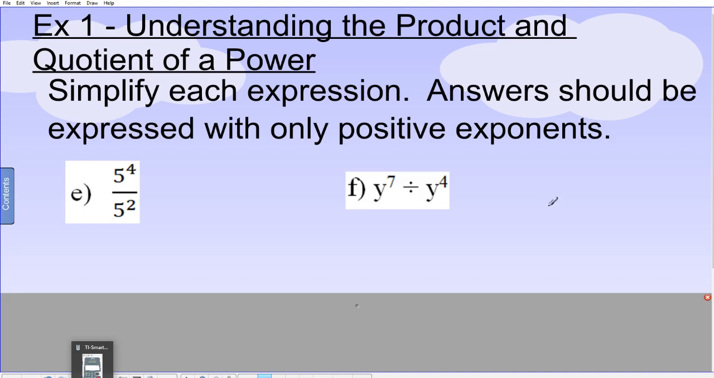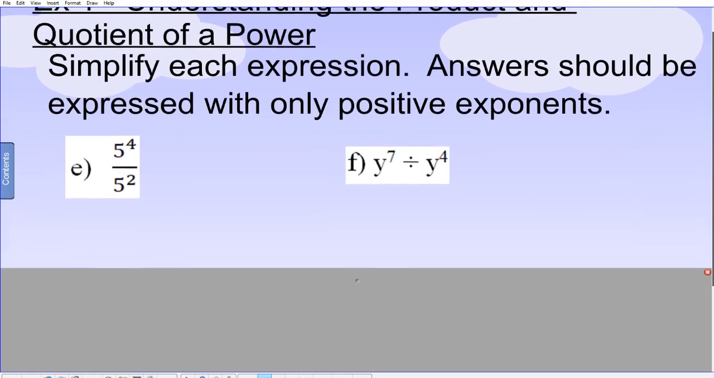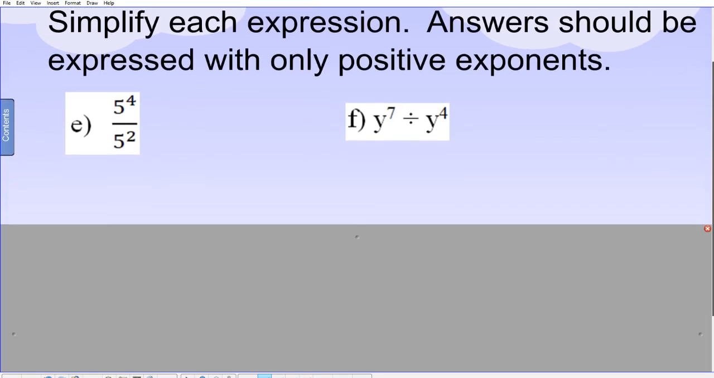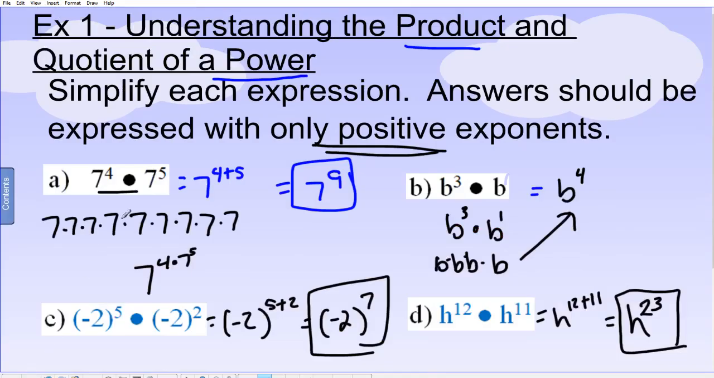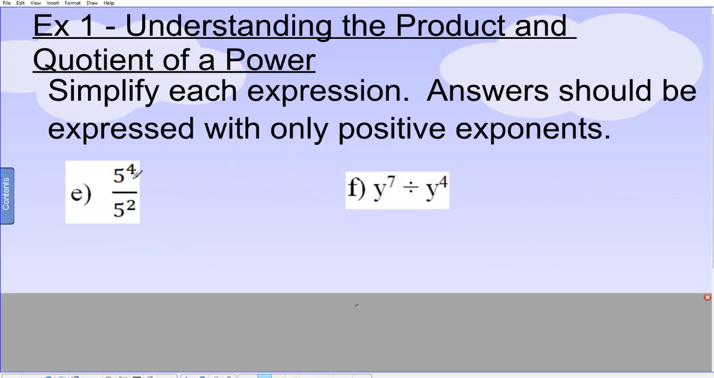Okay. Now, what about if we are dividing? Here, 5 to the 4th power divided by 5 to the 2nd power. Okay, so when you are dividing, it's the opposite. When we were multiplying the powers together, we added the exponents. So now we're doing the opposite. Instead of multiplying, we're dividing the powers.